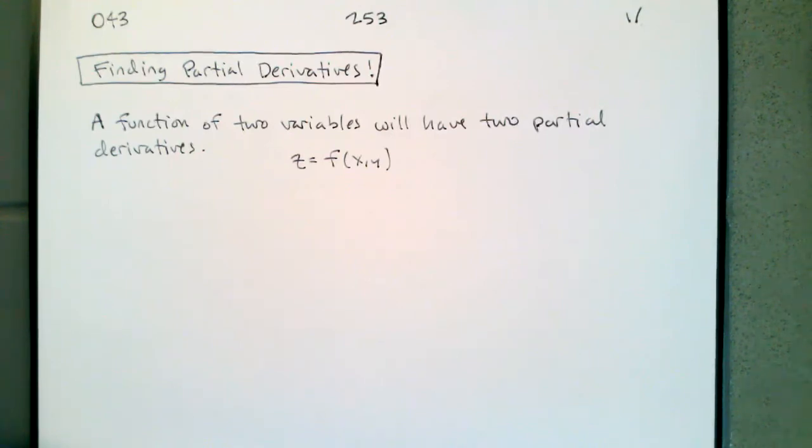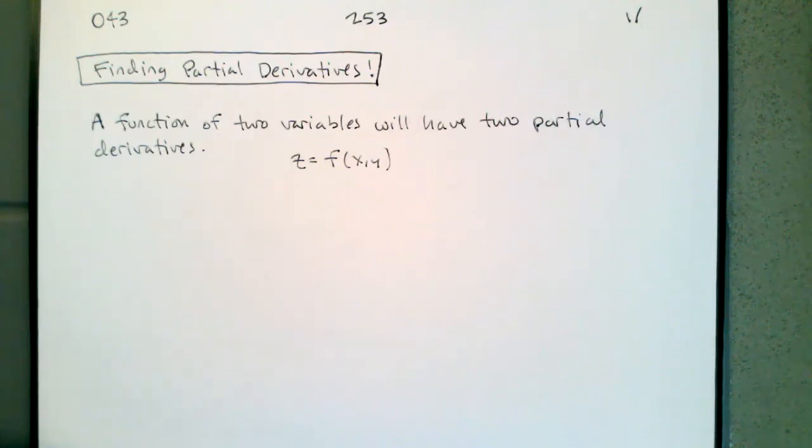Today, we're going to work on finding some partial derivatives. Yesterday, we talked about a function of two variables and how it will have two partial derivatives. So if z is a function of x and y, then we'll have a partial derivative of z with respect to x and a partial derivative of z with respect to y. And we have to have notation for both of these because this is a math class, and we have to have notation for everything.